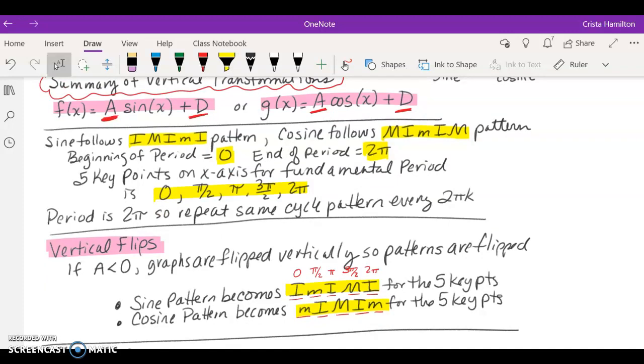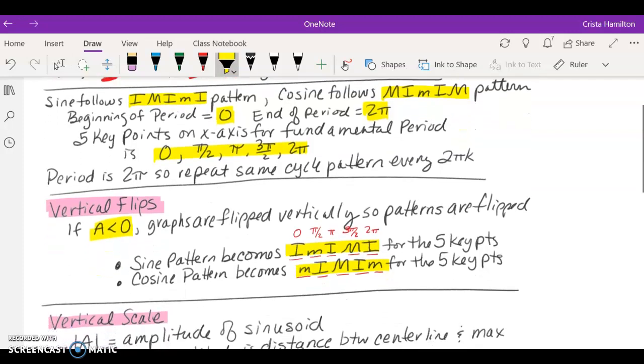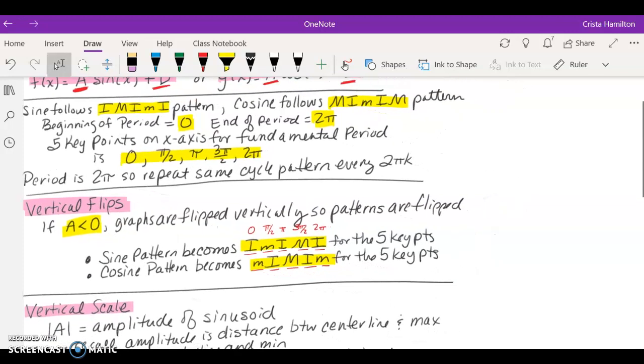Okay. Now, the first thing we're going to talk about with transformations is vertical flips. When that multiplier in front, A, is negative, that tells you there is a vertical flip, and it simply changes your pattern. Your sine pattern becomes inflection, min, inflection, max, inflection. So in a quick sketch, it starts at an inflection, but goes down first and then comes up. That's what we're looking for in a flipped sine graph. For a flipped cosine graph, it starts at a min and then comes up and comes down. That's our pattern for a flipped cosine graph.